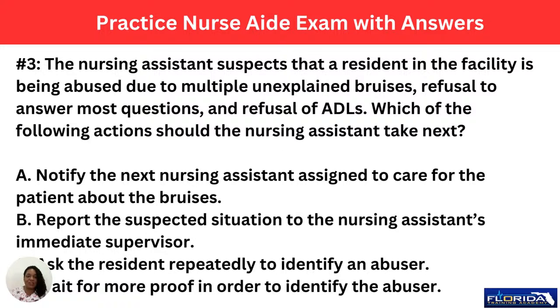Number three, the nursing assistant suspects that a resident in the facility is being abused due to multiple unexplained bruises, refusal to answer most questions, and refusal of ADLs, which stands for Activities of Daily Living. Which of the following actions should the nursing assistant take next? A, notify the next nursing assistant assigned to care for the patient about the bruises. B, report the suspected situation to the nursing assistant's immediate supervisor. C, ask the resident repeatedly to identify an abuser. Or D, wait for more proof in order to identify the abuser. Which of these will provide the most safety or a quick resolution for your resident?